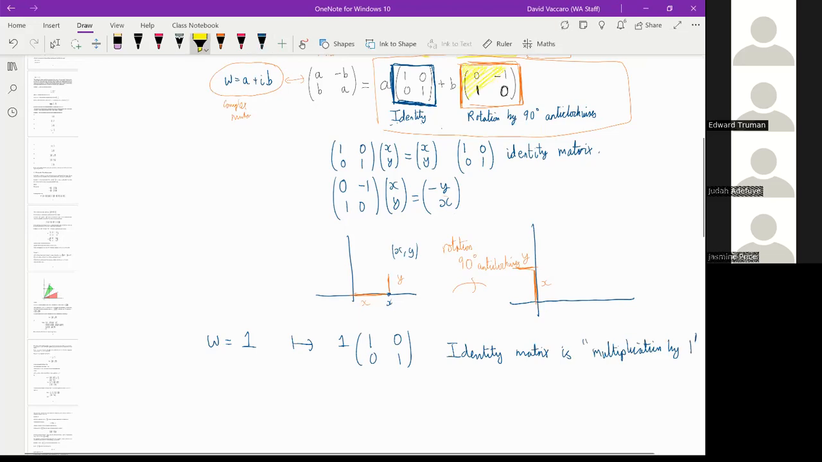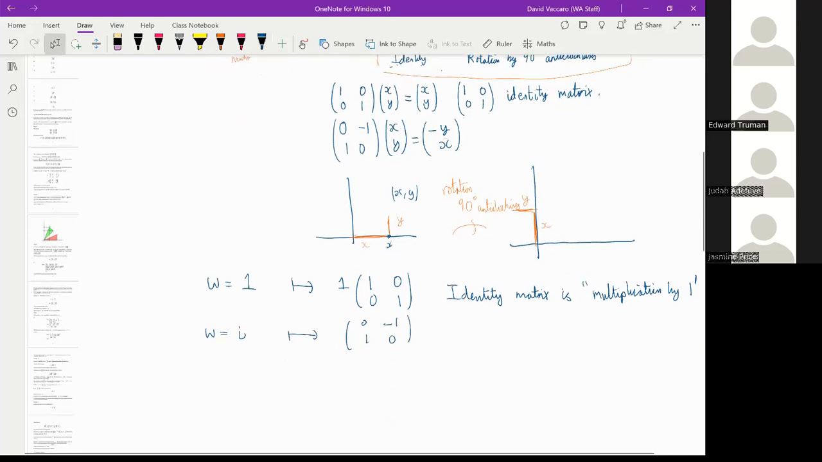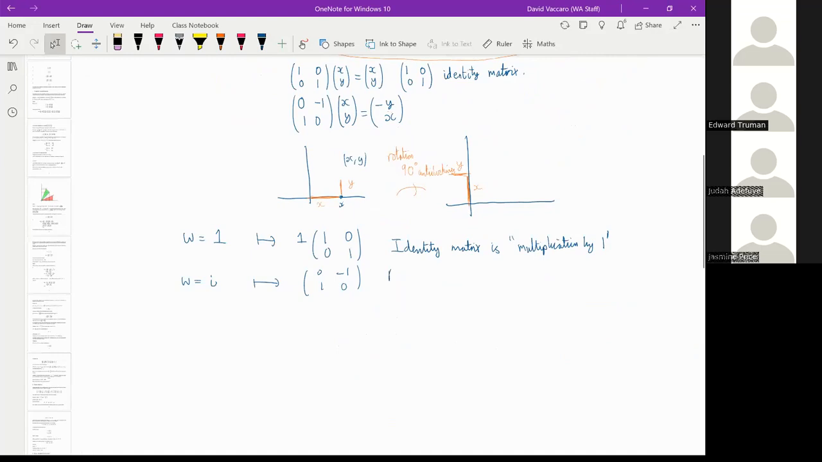Which complex number would give me this second matrix, this 0, negative 1, 1, 0? Well, I would just want there to be a component of B. So if my complex number was i, then the matrix would be 0, negative 1, 1, 0. So this matrix, which is my rotation by 90 degrees, is the same as multiplication by the complex number, little i.